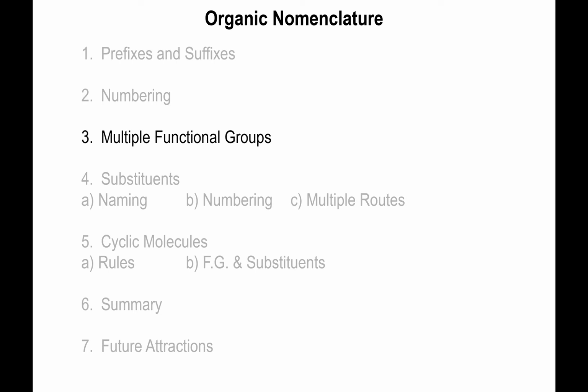Time to complicate things a bit. Let's see what happens when we have multiple functional groups present in the same organic molecule. And let's go through the procedure of naming such a molecule. The first thing that I need to tell you about is that there is an actual priority for functional groups.